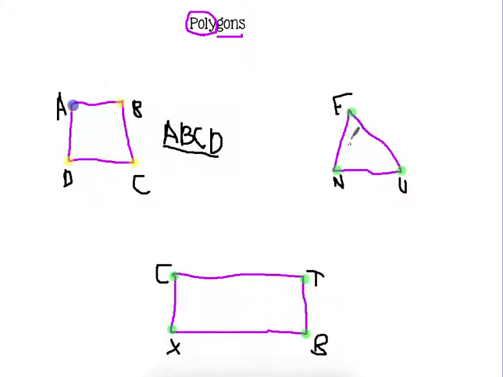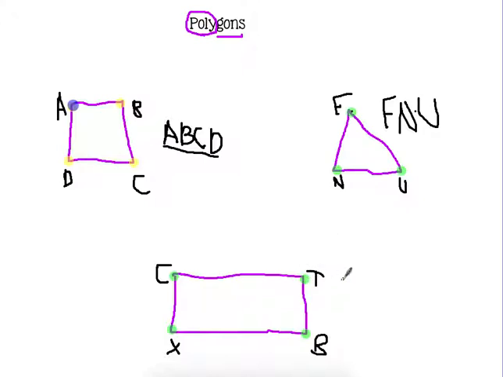So with our triangle, let's start at F. We can either go down to U or down to N. If we go down to N, this becomes F, N, U. So this would be triangle F, N, U. It could be N, U, F, U, N, F, U, F, N. Doesn't matter. Just need to pick a starting point and go from there.